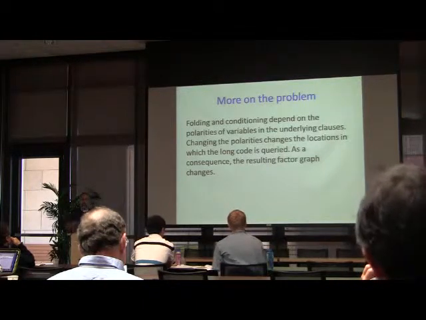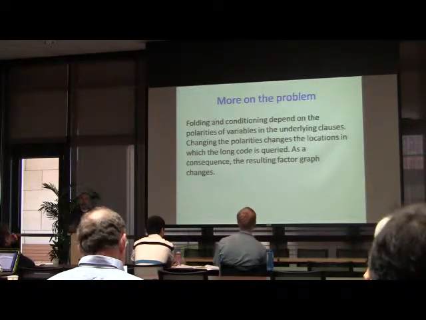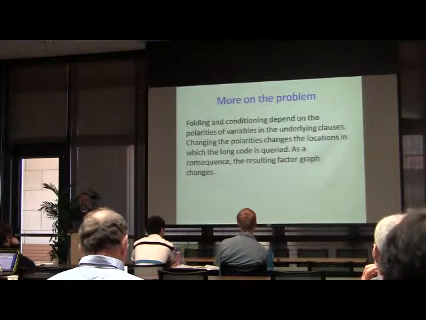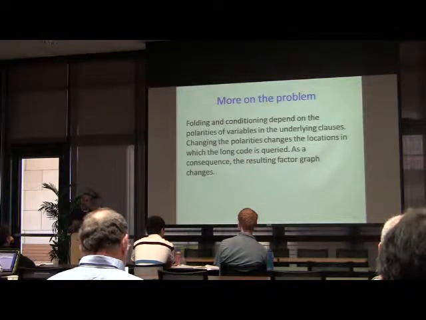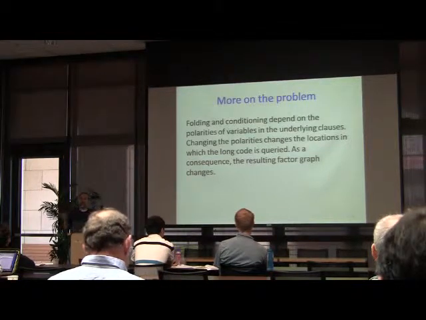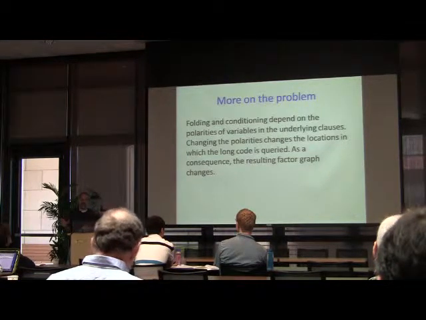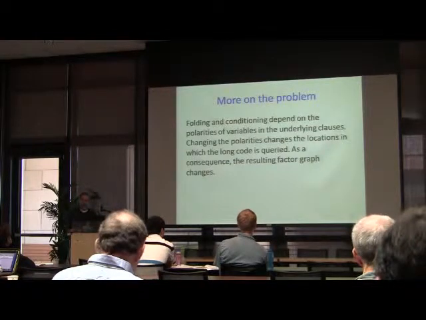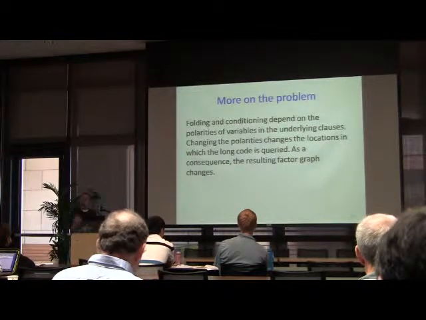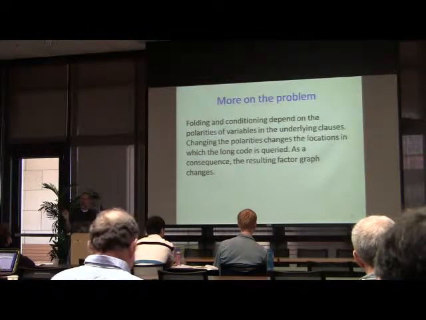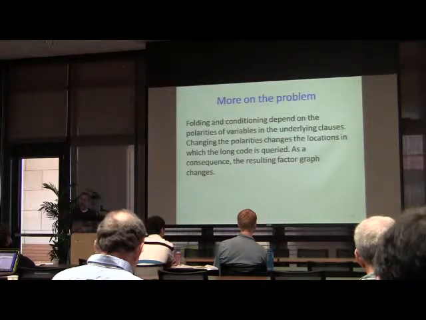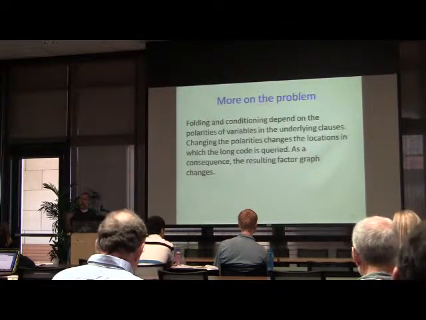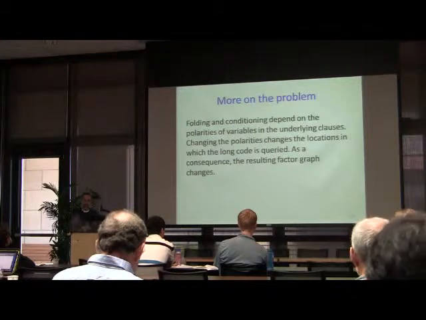These folding and conditioning that are done on the long code depend on the polarities of variables in the underlying clauses. If you change the polarities, they ask you to query other, completely different locations in the long code. The locations that you need to query depend on the polarities. As a consequence, when we do reductions that use the long code, even if you started with two instances which had the same factor graph but only different polarities, you end up querying different locations in the long code, which corresponds to getting different factor graphs after the reduction.